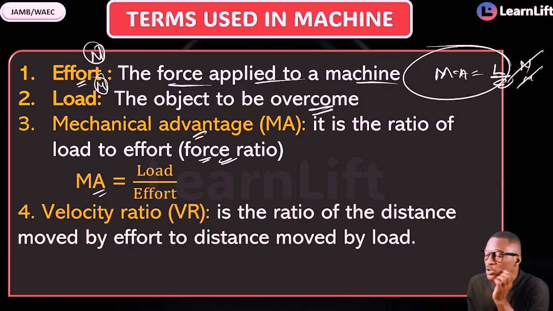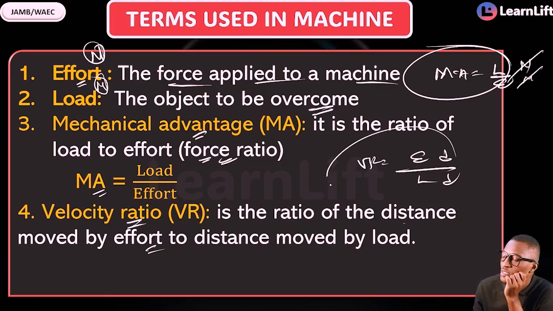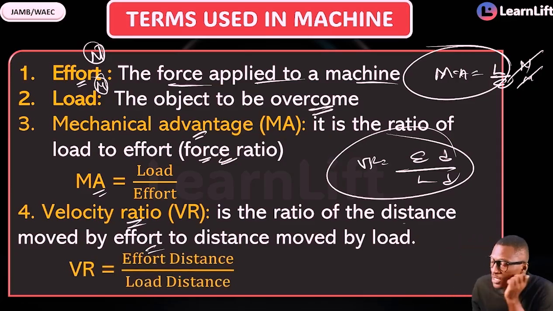The next thing is what to call velocity ratio. Velocity ratio is the ratio of the distance moved by the effort all over distance moved by load. So velocity ratio is simply effort distance all over load distance. Your velocity ratio, look at it. It's your effort distance all over load distance.